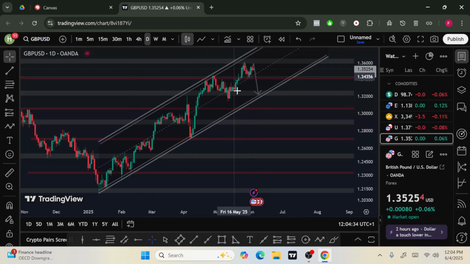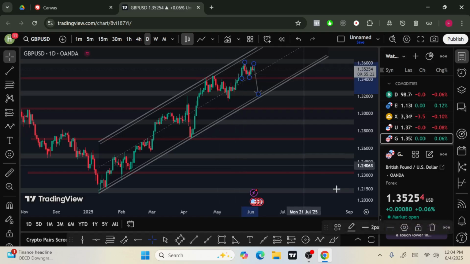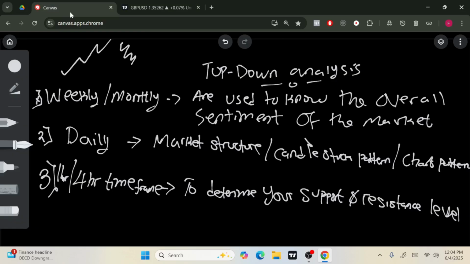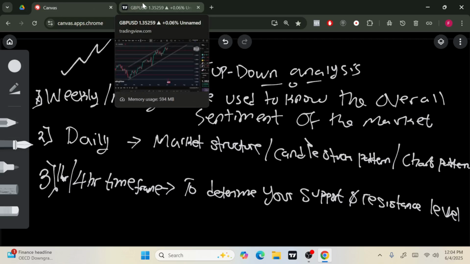But the overall sentiment is that this market is still going up. So how are we going to do that? Now, you've discovered that on your daily time frame, market structure is still going up. And I said the 1 hour and 4 hour time frames are to determine your what? Support and resistance. Is that not so?